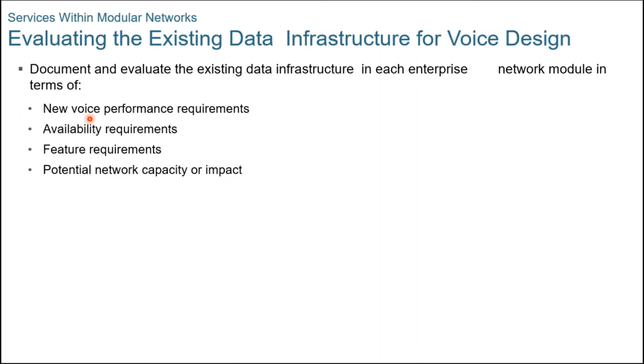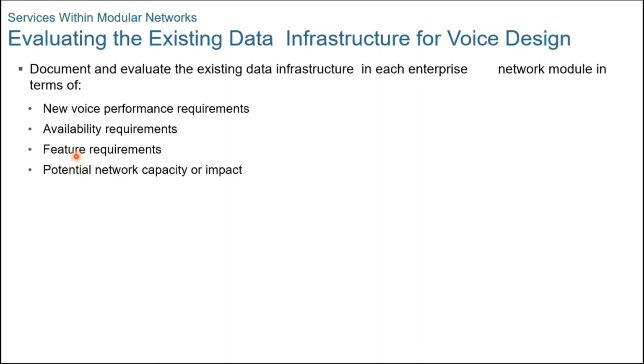Links and devices with high peak or busy hour use might have to provide sufficient capacity for the additional voice traffic. Devices with high CPU use, high backplane use, high memory use, queuing drops, or buffer misses might have to be upgraded. The next one would be availability. Redundancy in all the network modules should be reviewed to ensure that the network can meet the recommended IP telephony availability goals with the current or new network design.